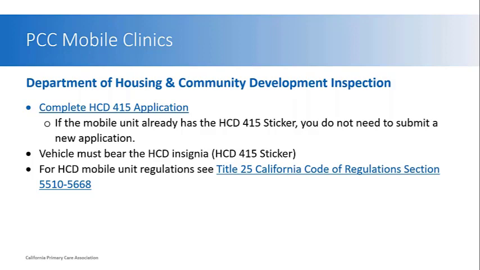So although CAB does not collect proof of the insignia for intermittent mobile clinics, the Department of Housing and Community Development still requires it. If you are applying for a mobile clinic license, proof of the HCD 415 must be included for your application to be considered complete and ready for CAB to review.